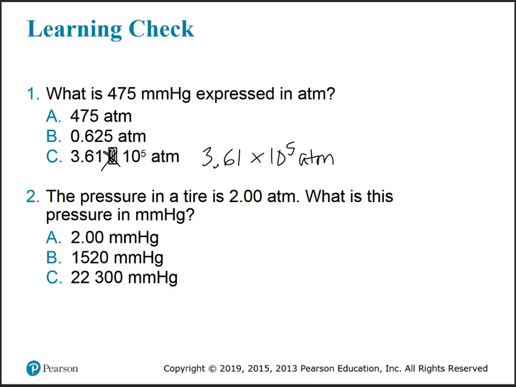So we've got a learning check. I want you guys to try number 1. What is 475 millimeters of mercury expressed in atmospheres? And remember that 1 atmosphere is equal to 760 millimeters of mercury. This is the reverse of what we just did. Take a minute, and then I'll check back with you.